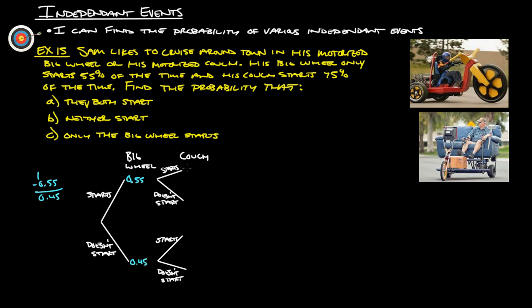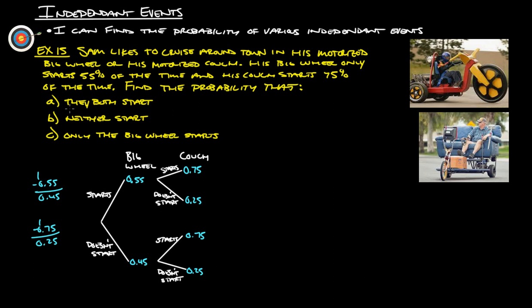Now the couch and the big wheel shouldn't have any impact on the other starting, so these would be independent events. The couch starts 75% of the time, 0.75. So if we do 1 minus 0.75, that gives us 0.25, which means 25% of the time the couch doesn't start. Once we have this, it should make solving these problems a lot easier.